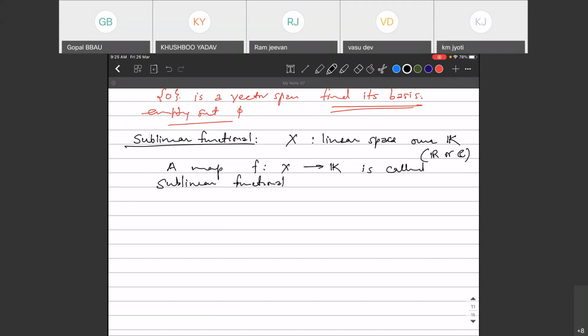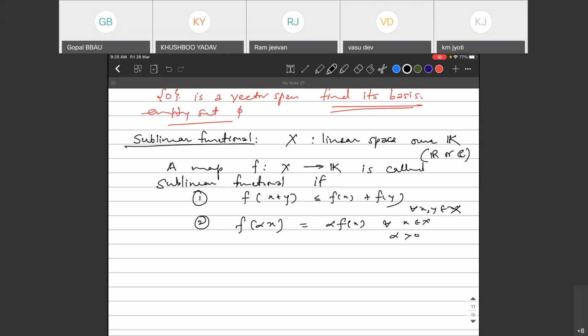So it is called sublinear if, number one, this happens. And this is true for all x, y in X. Second is homogeneity. This is true for all x in X, and alpha positive, and alpha belongs to K.